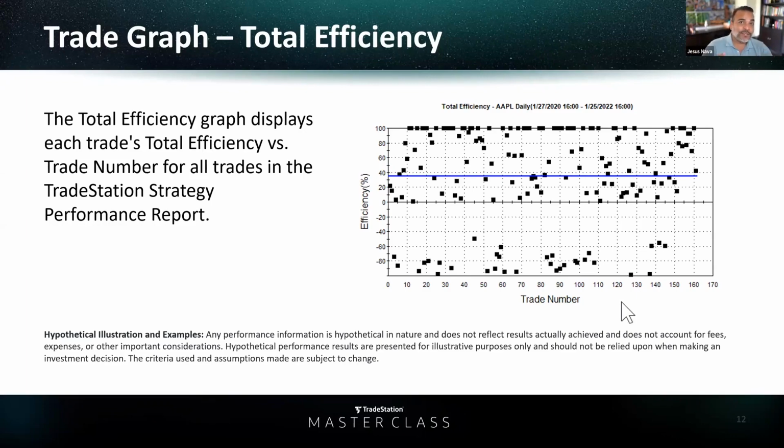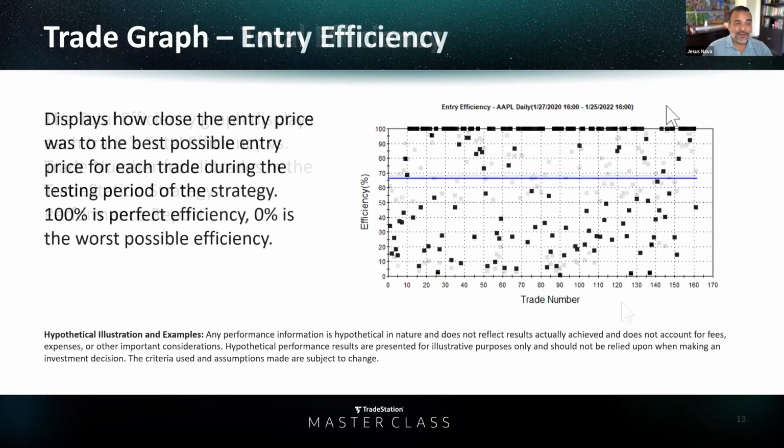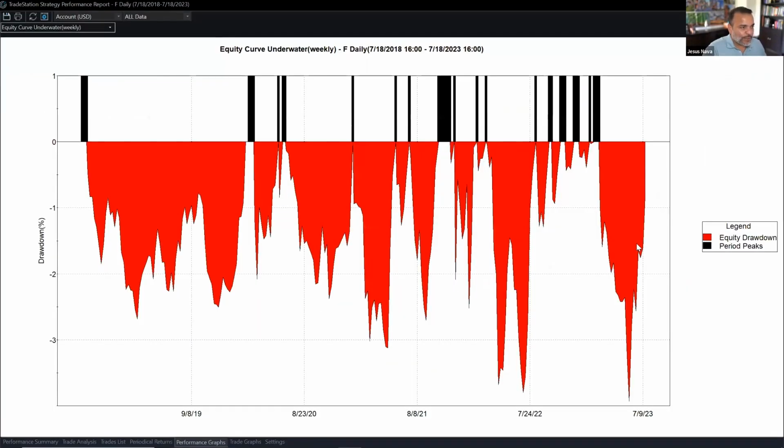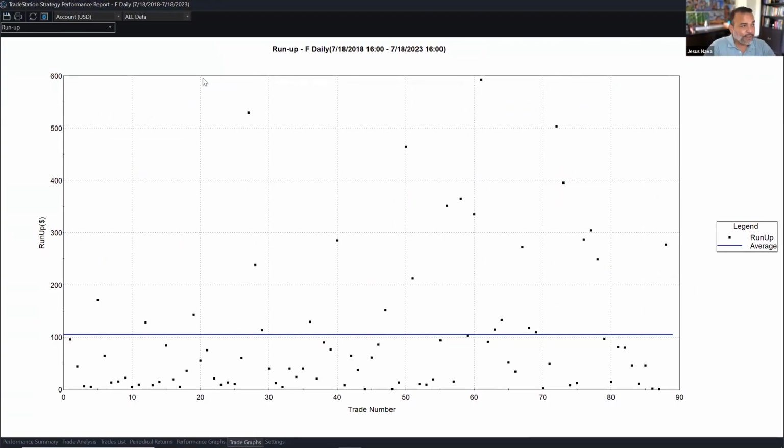But if you want to drill down into entries and exits, then you have an efficiency graph for the entry and you have an efficiency graph for the exits. But you can see how the graphs look very similar. So let's go ahead and try to understand what this is trying to tell us. Let me go back here to my TradeStation. For the trade graphs, you have to go to a different tab. So we already looked at the performance graphs. Now we're going to take a look at the trade graphs.